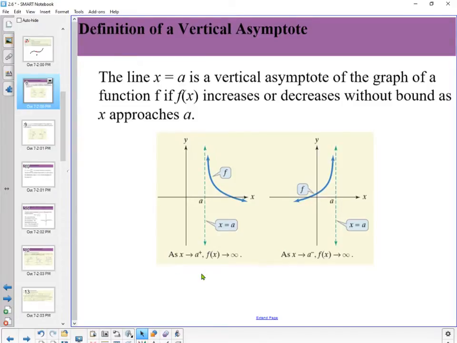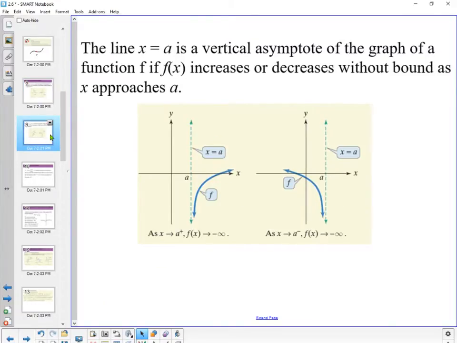You guys okay? No? Okay, so same idea. This is just in reverse. We're approaching from the positive side, but we're going down towards negative infinity. Here we're approaching from the negative side, and we're headed down towards negative infinity.